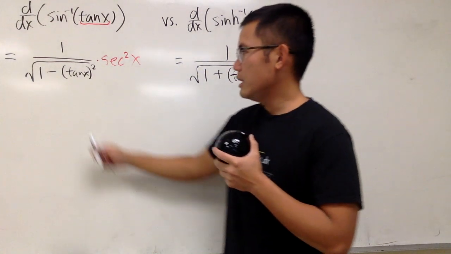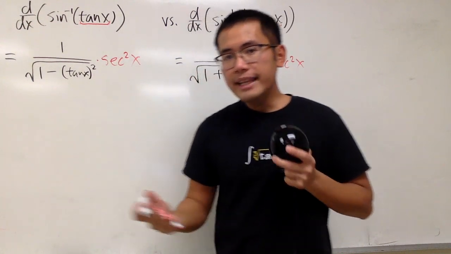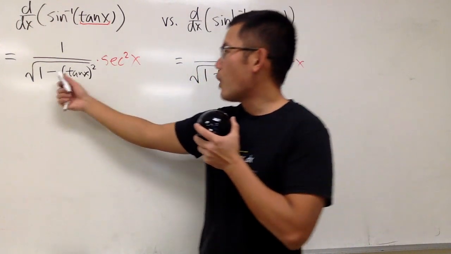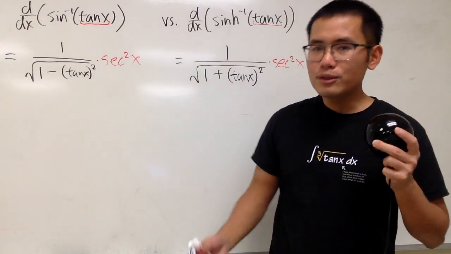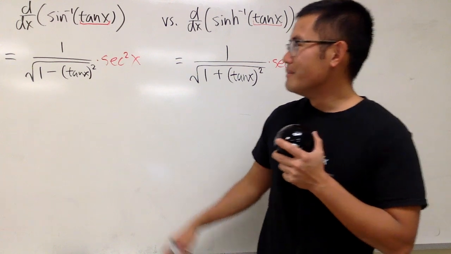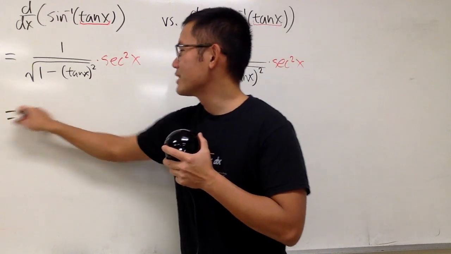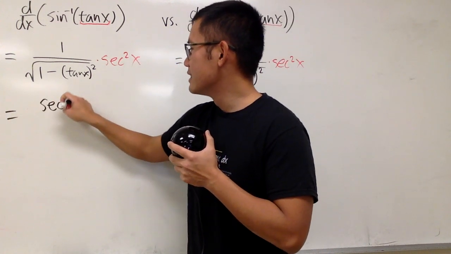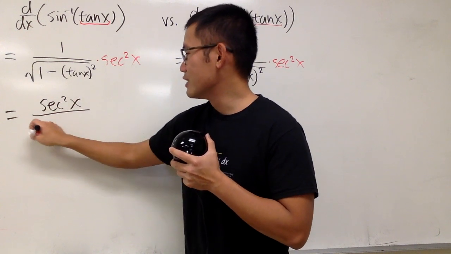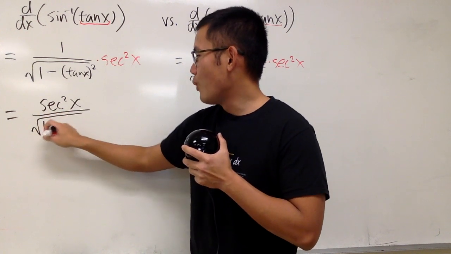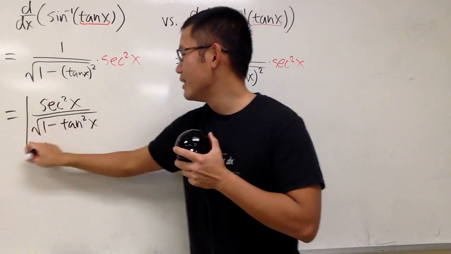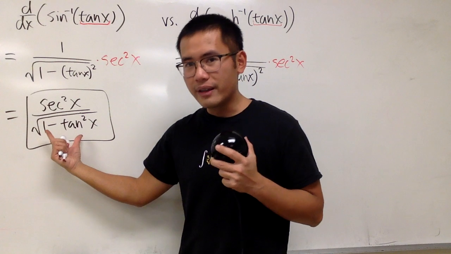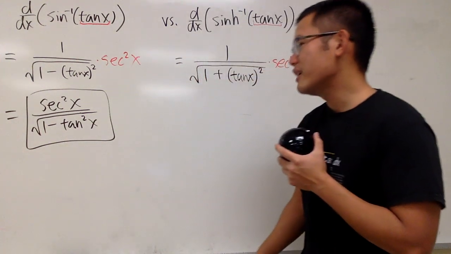Now, if you look at this right here, is there any way that we can really simplify 1 minus tangent square? Not so much, okay? So I will just leave it like this. I will just keep it as secant square x over the square root of 1 minus tangent square x, like so. Unfortunately, we cannot really break this apart in a nice way, so I will just leave it like that.